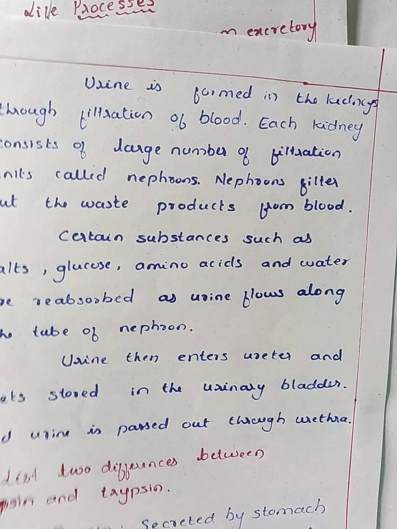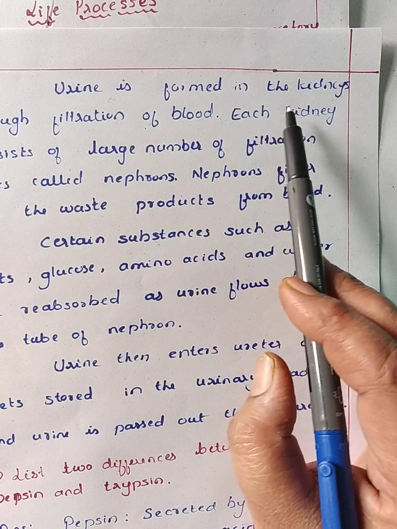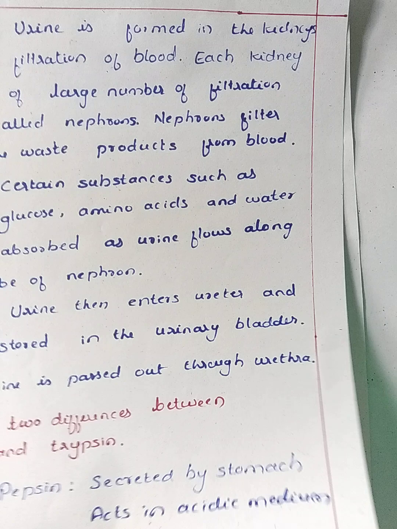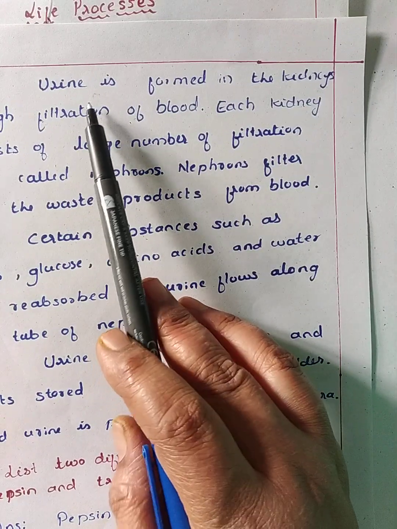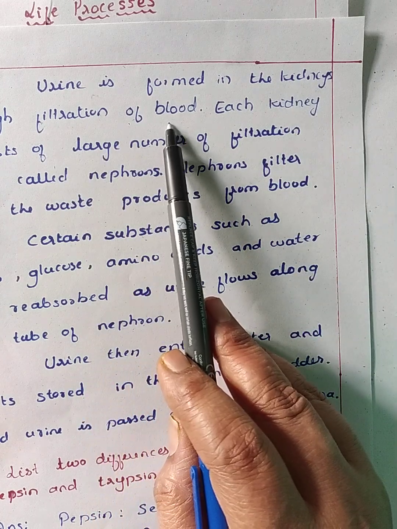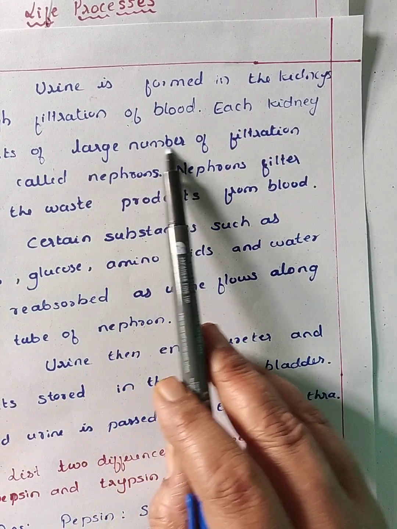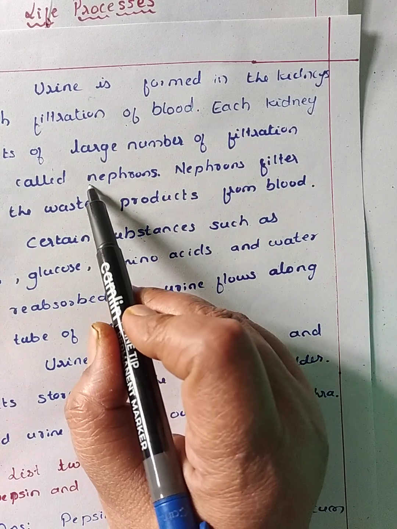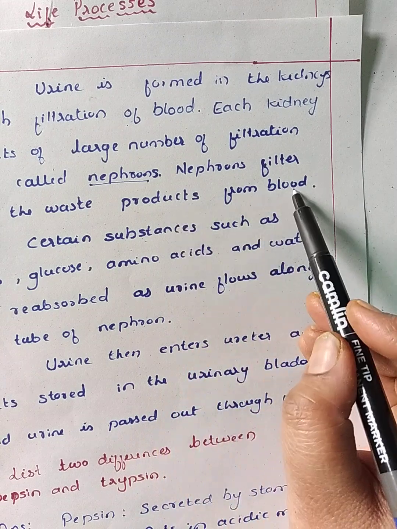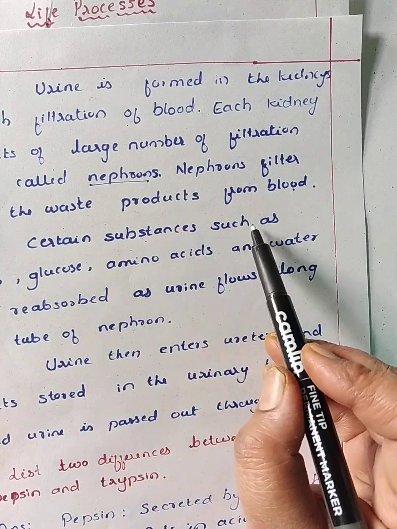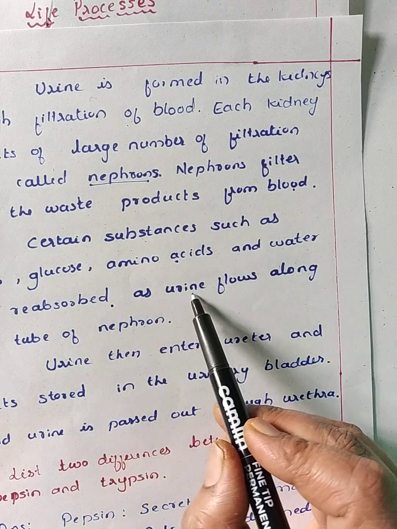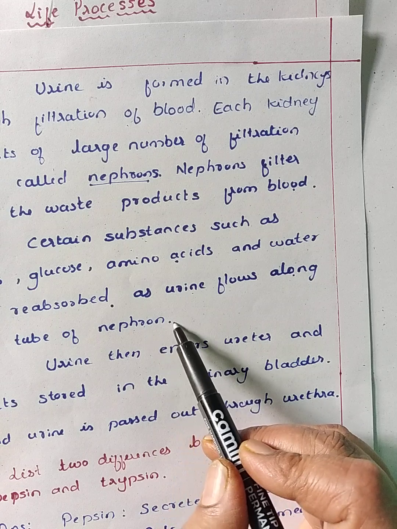So this much you can write as 3 steps, or otherwise a simple answer we can write. Urine is formed in the kidneys through filtration of the blood. Either you can write it in steps, or you can write it like this also. Each kidney consists of a large number of filtration units called nephrons. Nephrons filter out the waste products from the blood, and certain substances such as salts, glucose, amino acids and water are reabsorbed as urine flows along the tube of the nephron.